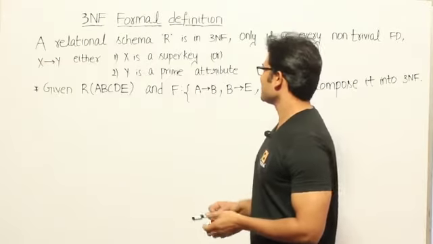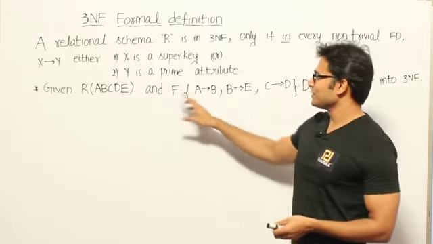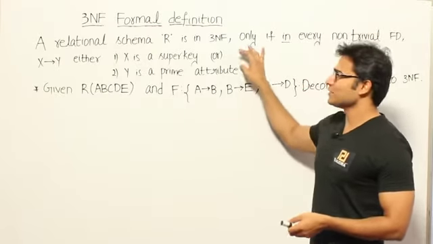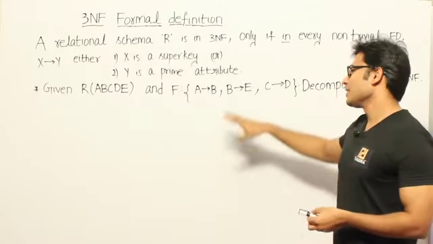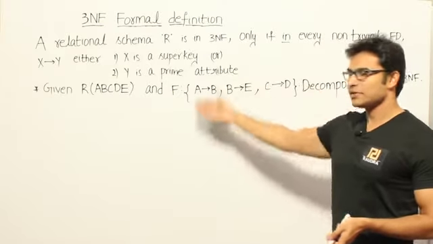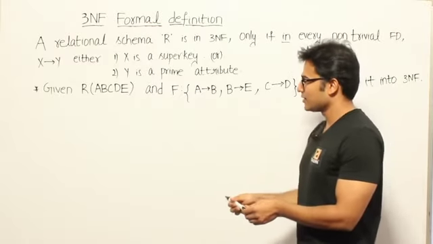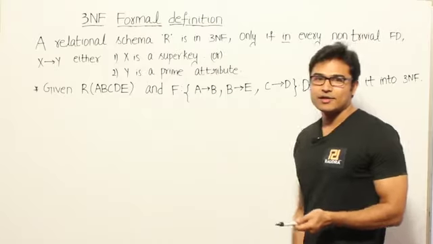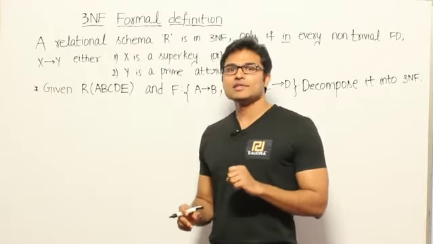Now let's see one more example, and we shall try to decompose this table into third normal form based on this definition. Instead of going through second normal form and then transitive dependencies, we shall use this formal definition and try to decompose it. First of all, let's test whether the given table is in third normal form or not. In order to test it, you are supposed to find out what the candidate key is.